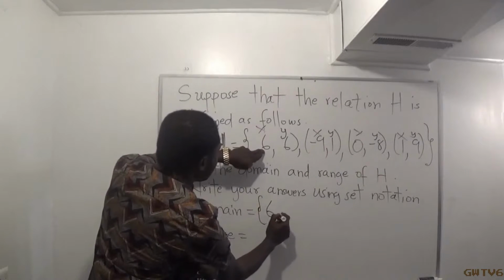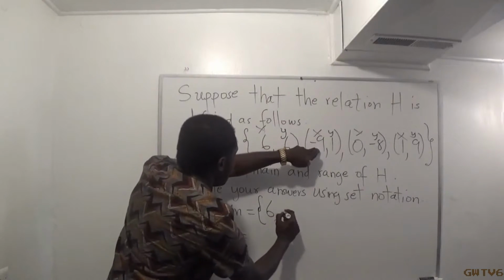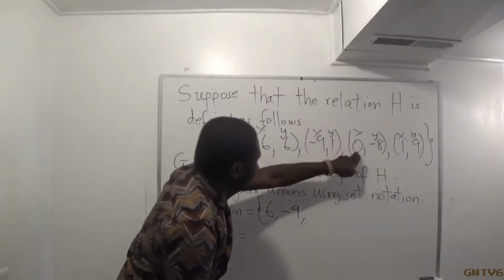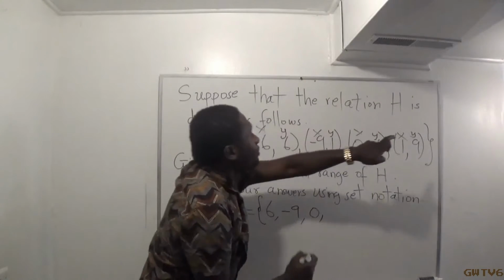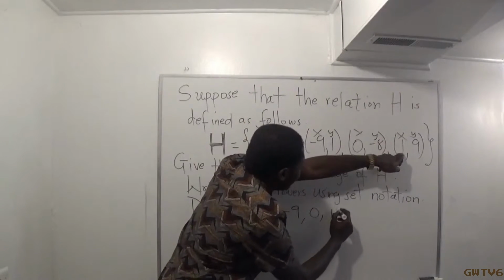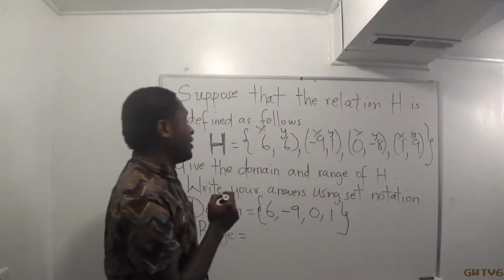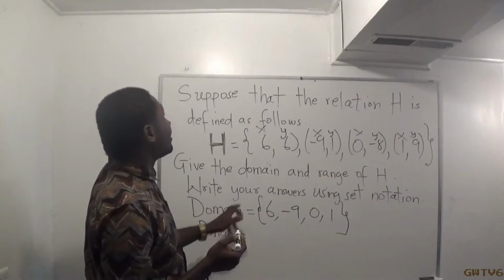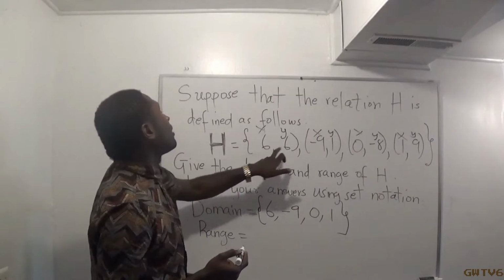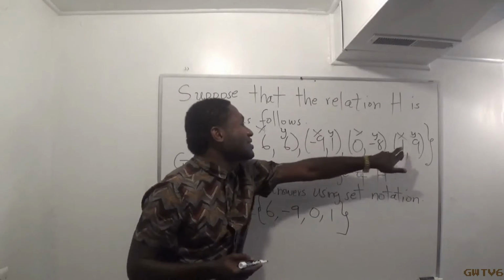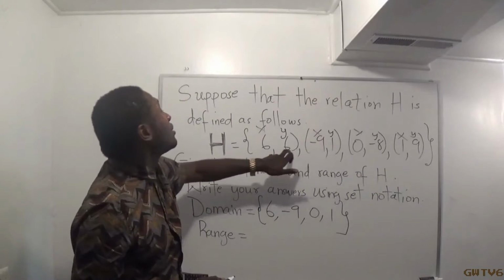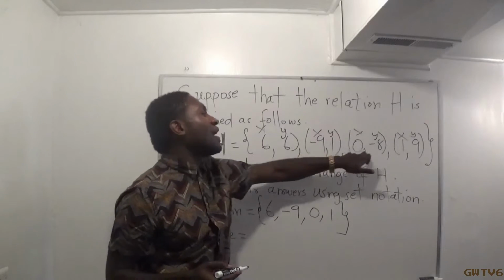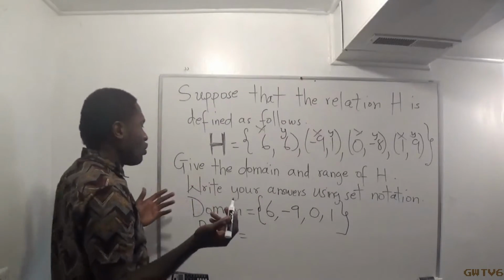So I have 6, -9, 0, 1, and I close it with that. So all I have to do with my domain is just to copy what I have for my x's. And the first one, all the first ones are my x's. So that was for the domain.